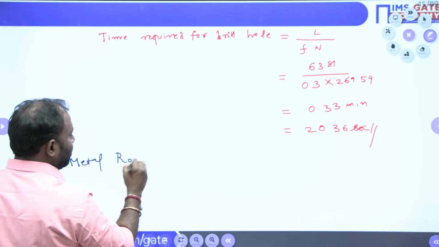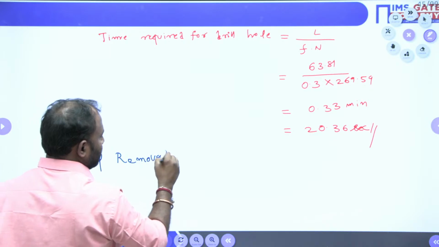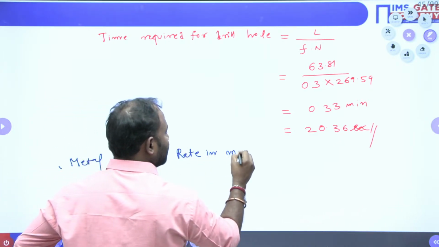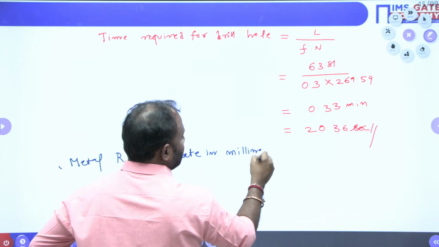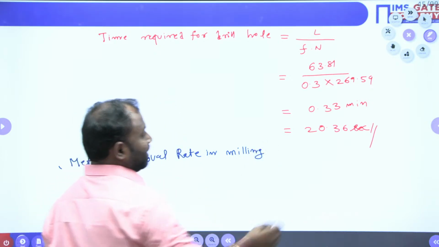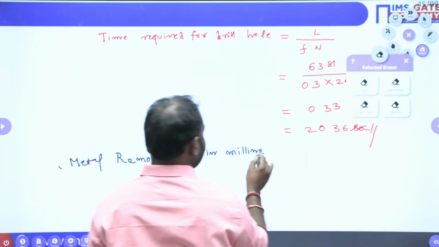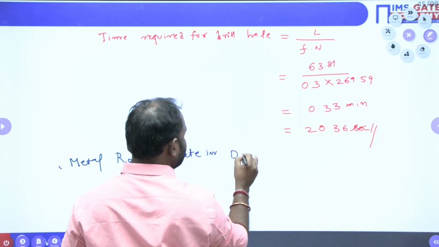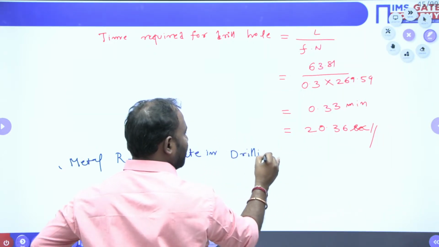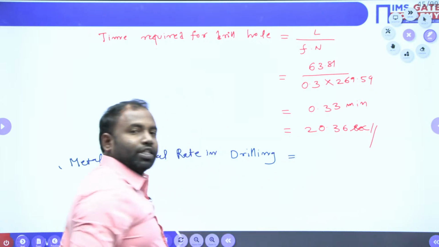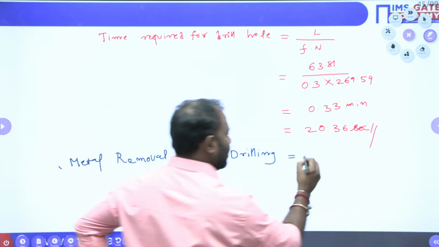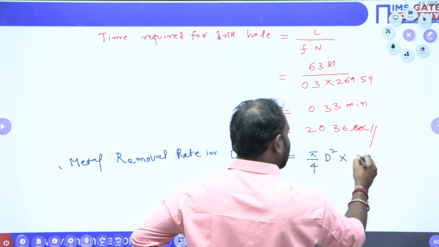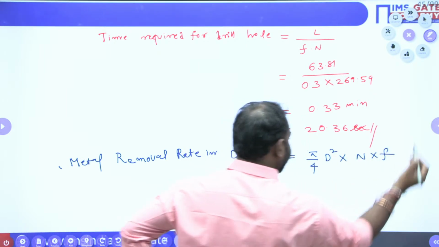Metal removal rate in milling. Oh, not milling, drilling. So that is going to be, what happened, guys? It is area, pi by 4 d square, into n, into f, right?